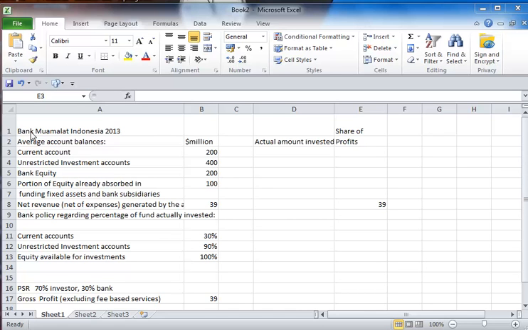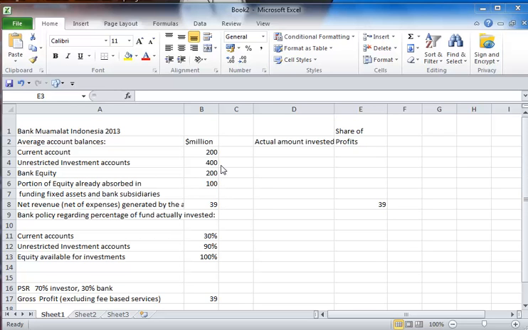What I'm going to do is use the average account balances. First of all, calculate the amount actually invested. Of this 200 million of current account deposits, the amount invested is 30%. So I'm going to multiply 200 by 30%. That means the actual amount invested is only 60 million.